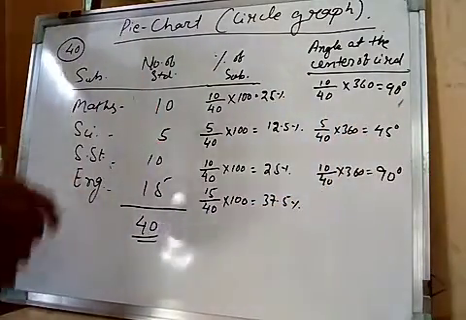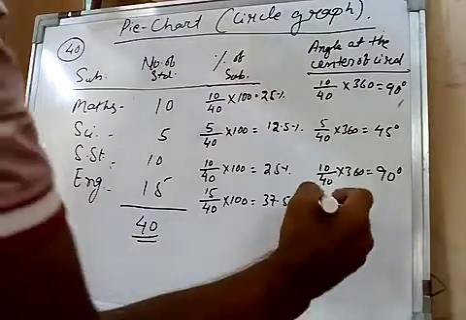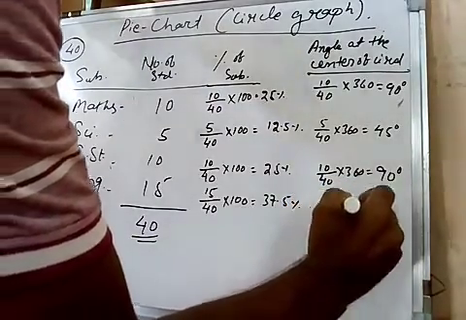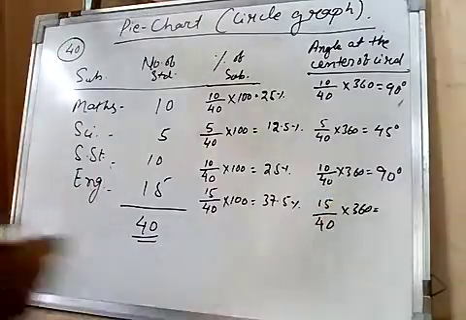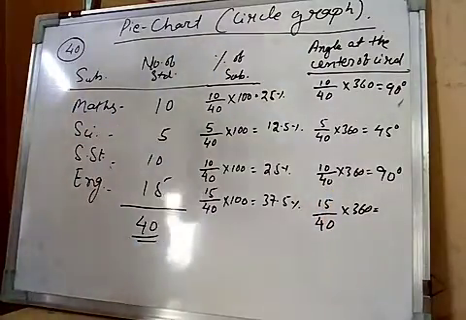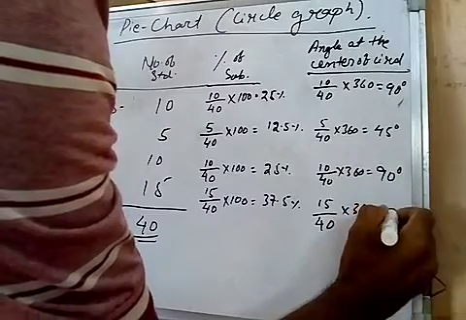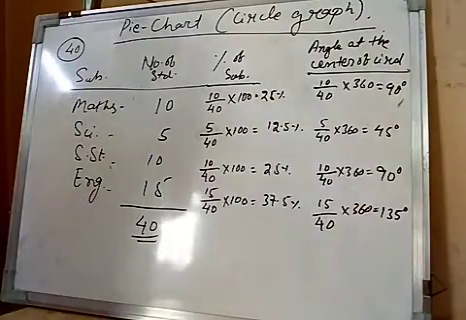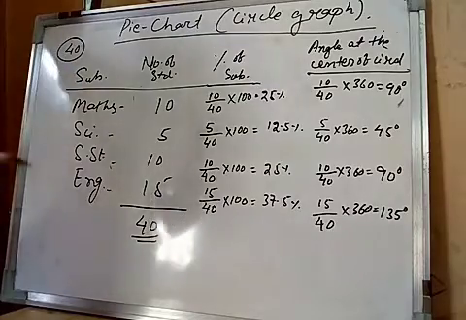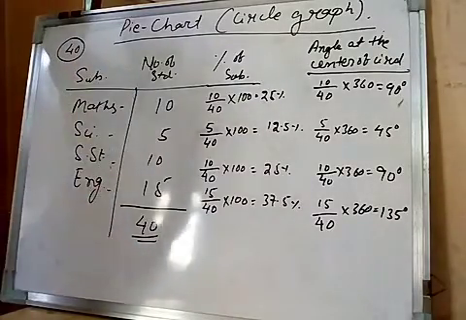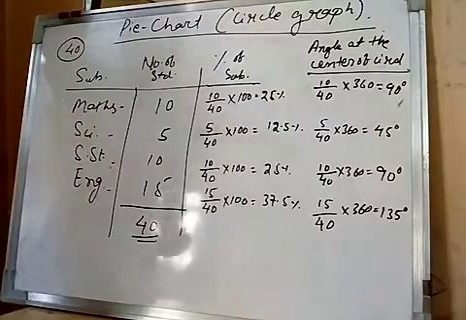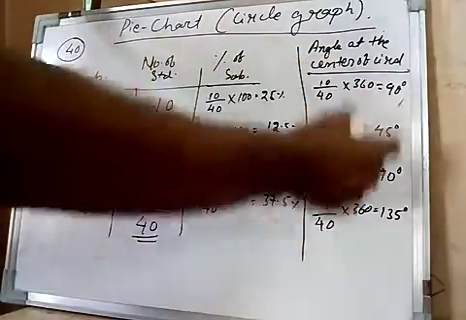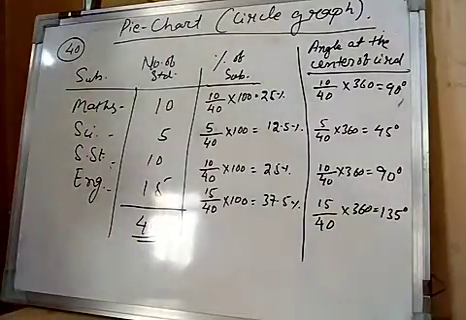Now for the English subject, the number of students is 15 out of a total of 40, multiplied by 360 degrees. That is 135 degrees, the angle of each subject at the center of the circle. So this is the favorite subject, these are the number of students who like each favorite subject. Now this is the percentage and this is the angle at the center.